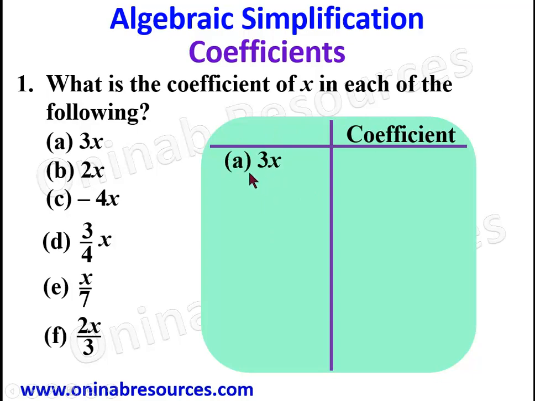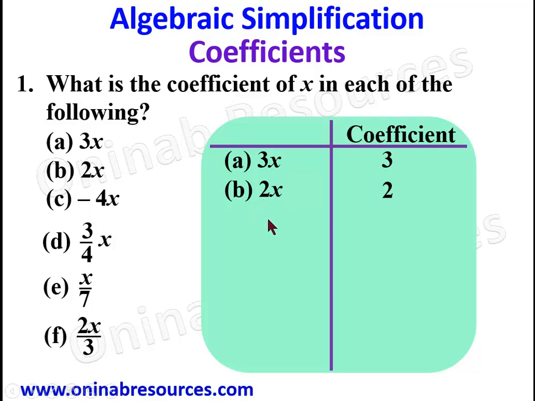So starting with A, to find the coefficient of any variable in an algebraic expression or term, what we do is, if you remove the variable, what do we have left? That is, we have 3x here. If you remove this x, which is the variable, whatever is left is the coefficient, such that the coefficient of x in 3x is equal to 3. We go to B, we have 2x here, remove the x, we are left with 2. That 2 is the coefficient of 2x.